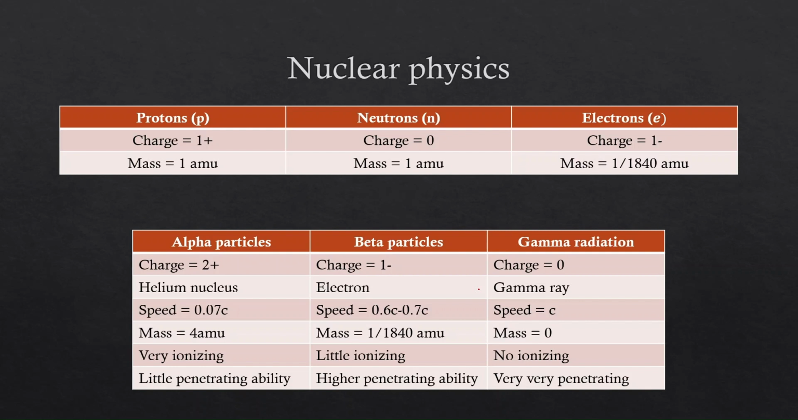Then you have nuclear physics, which basically starts off with basic chemistry. We have protons, neutrons, and electrons, with charges of 1, 0, 1 minus respectively, and masses of 1 mu, 1 mu, and 1 by 1840 mu.